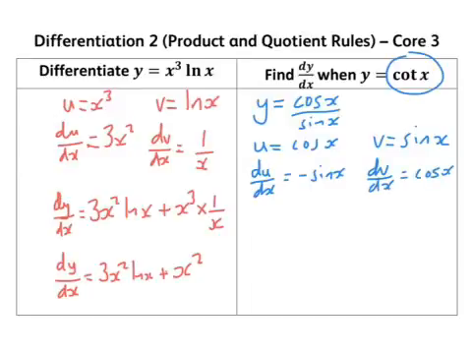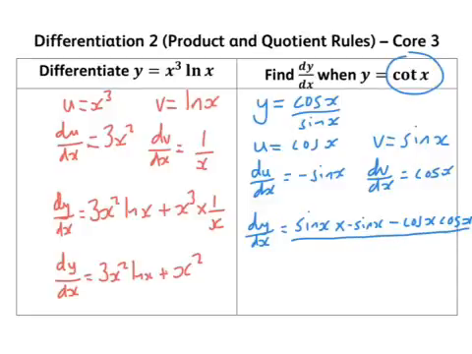So dy/dx using the quotient rule equals v du, so sin x times minus sin x, minus, and that's why it's important to get this the right way around, u dv, so that's cos x times cos x, over sin squared x, v squared. Now that's given to you in the formula book.